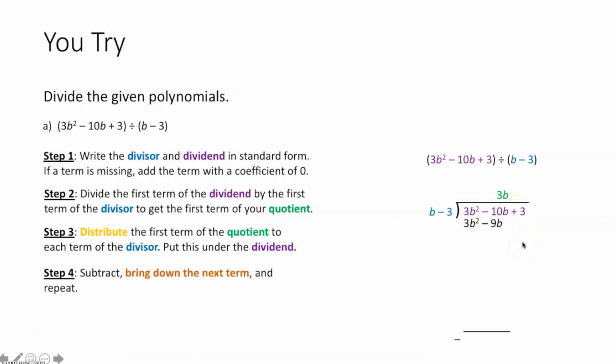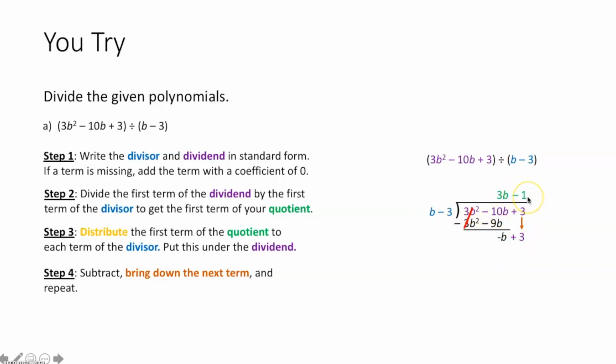We now subtract. So 3b squared minus 3b squared, those cancel out. Again, that's why we did that. And then negative 10b minus negative 9b. This is the same as plus positive 9b, so that becomes negative 1b. We then take the 3, drop it down, and we repeat the process. So what is negative b divided by b? That's negative 1. So we put that here.